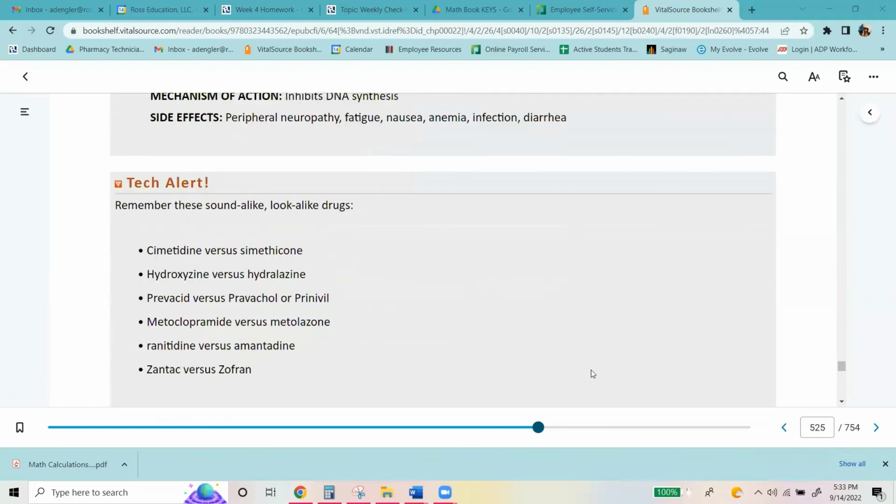And at the end of the chapter, of course, we have these sound-alike drugs. So just be aware of those as you go into the field.